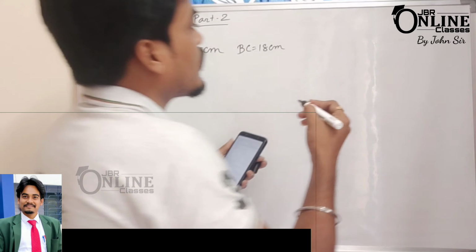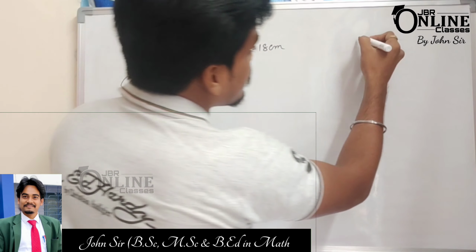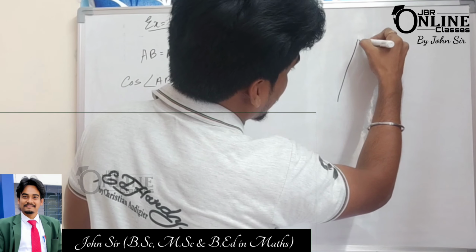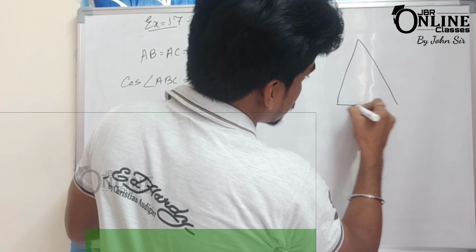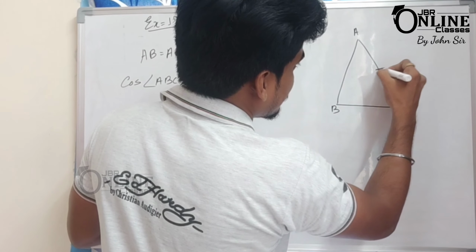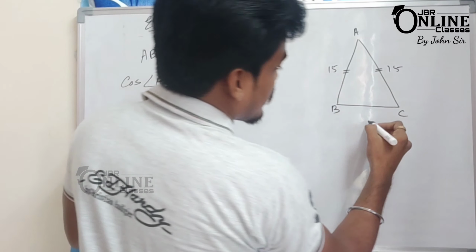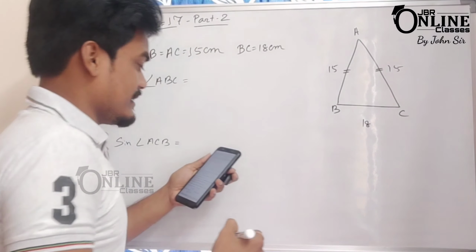So first we have to draw a triangle. Here AB equal to AC, 15 centimeter. So that means it's an isosceles triangle. AB and AC equal 15 and 15, and BC equal to 18. So this one, 18 centimeter.